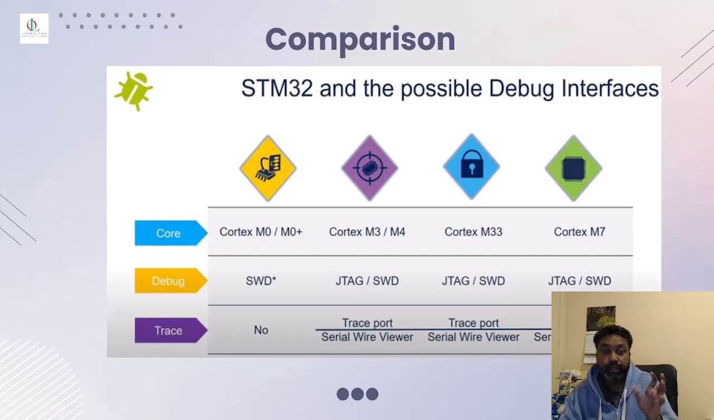In comparison with the other Cortex series, Cortex M4 has both debug options, JTAG and SWD, but in this course you're going to learn about the SWD debug. It also has the trace port in the serial wire viewer where you can actually trace all your coding levels, which you don't have in the M1 and M0 Plus. All the other processors in this series have it, M33 and M7.